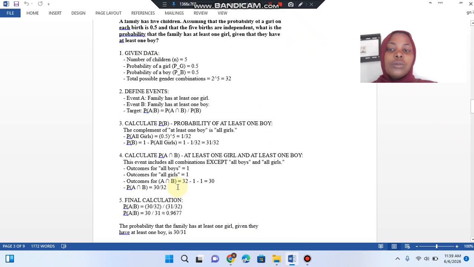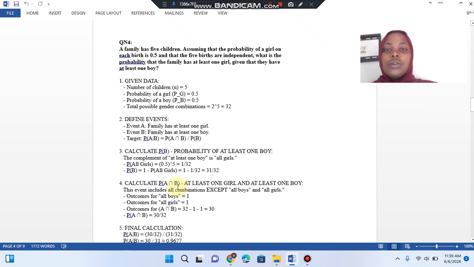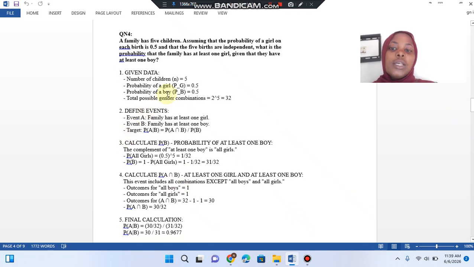So let's go through the next question, question 4. A family has 5 children. Assuming that the probability of a girl on each birth is 0.5 and the 5 births are independent, what is the probability that the family has at least one girl, given that they have at least one boy? So here, as you can see, the number of children is 5 and the probability of a girl is 0.5. Then we get the total possible gender combinations, which is 2 to the power 5, which is 32.